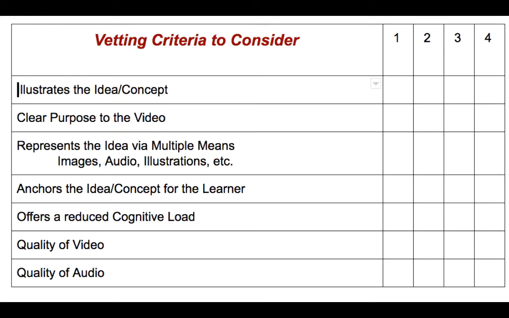So the chart could be 1 through 4, it could be 1 through 5. To me, 4 is going to be the more you score, the higher you are. The higher you are, of course, the better you are. So instead of the golf idea, no, I want more points versus less points. And the idea here is that I'm going to look at, does it illustrate the concept? Does it offer a clear purpose? Does it represent the ideas via images, audio, illustrations? Does it anchor it to a concept I'm trying to understand from a learner perspective? Does it offer the information where I'm not having to have a cognitive overload or being challenged with the cognitive load of the instruction?